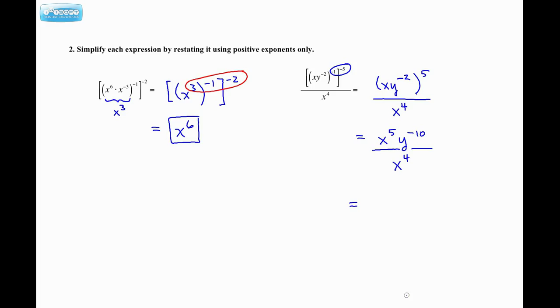Well, we can simplify. I have x to the 5th divided by x to the 4th. The bases are the same, so I get to subtract the exponents. That's just going to give me x to the 1, or just x. And I have a y to the minus 10 in the numerator, so I can put that in the denominator and make it y to the positive 10. So this was pretty gross looking, and you can see that our simplified answer looks a lot simpler.